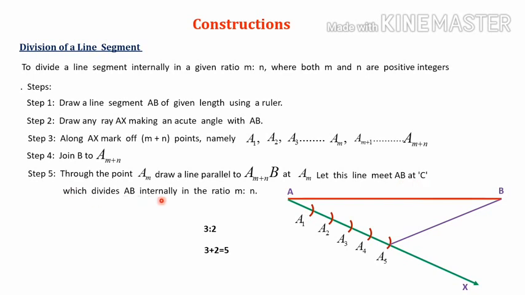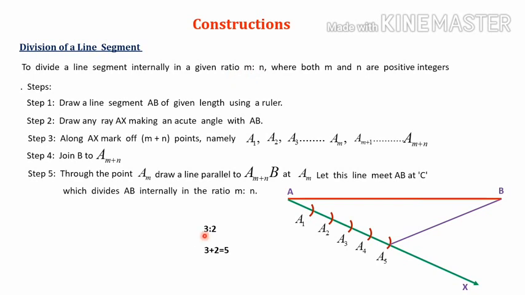which divides AB internally in the ratio m:n. This is also a general explanation. As I said before, general explanations you may feel difficulty to understand. But when we use an example, it will be easy for you. Here, through the point AM, in the sense here M is this one, first division, that is 3.